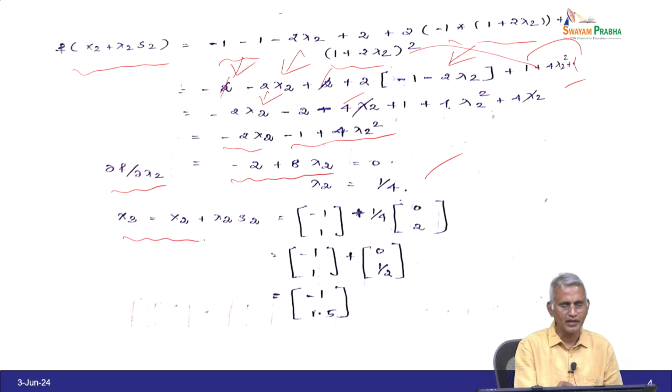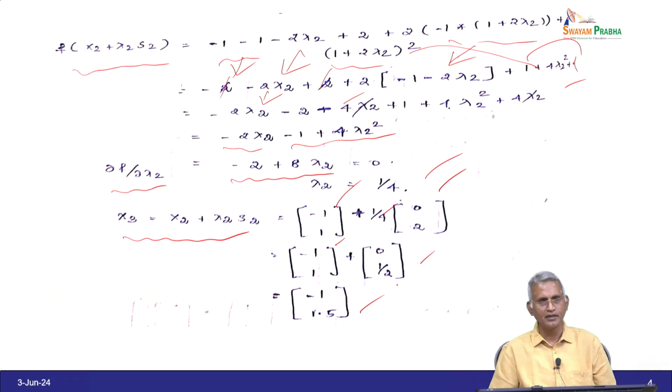Now we have x3 equal to x2 plus lambda 2 s2, and x2 is minus 1 comma 1, and lambda 2 is 1 by 4, s2 you know is 0 comma 2, substitute here. So, add the corresponding entries, then it becomes minus 1 comma 1.5.